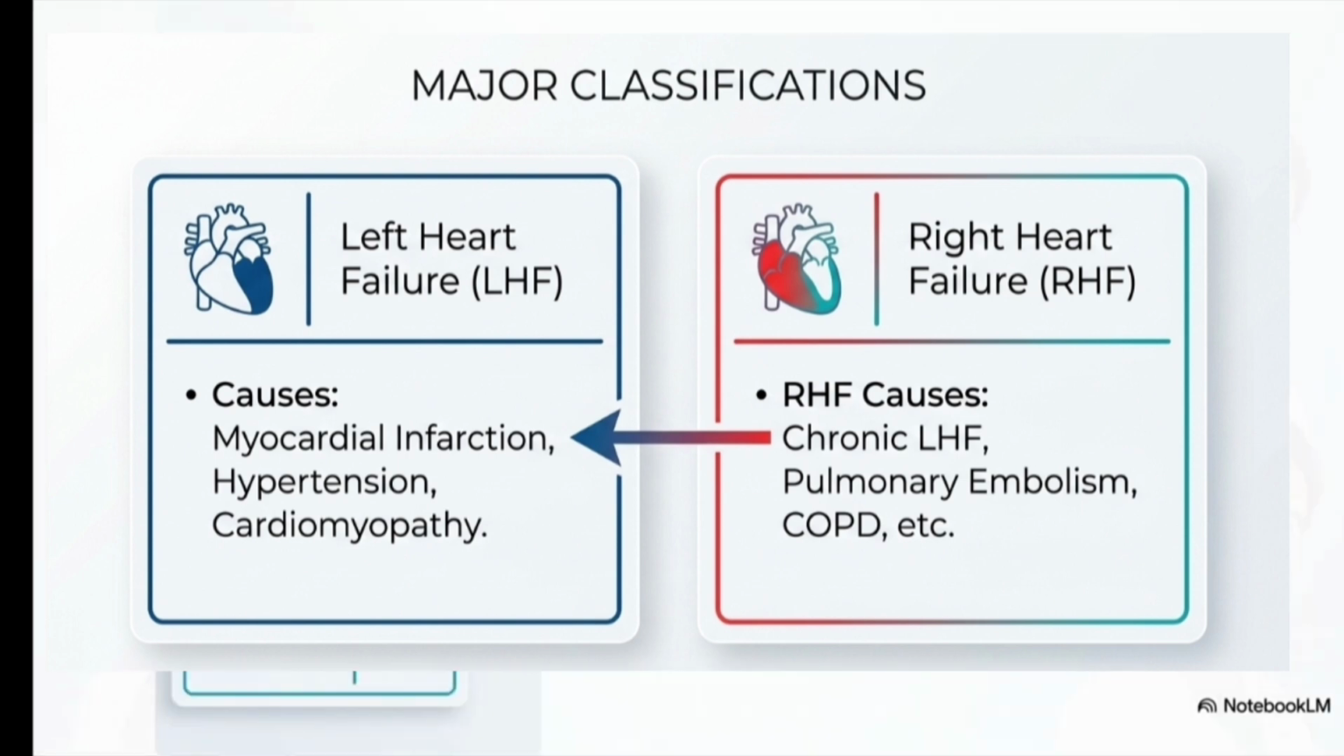And here's where it gets really fascinating, because these two sides are intimately connected. In fact, the absolute most common cause of right heart failure is actually left heart failure. When the left side of the pump fails, it creates this massive internal traffic jam of pressure. That pressure backs up into the lungs and ultimately overworks and damages the right side of the heart. It's basically a catastrophic domino effect.